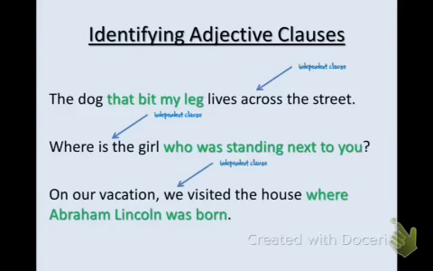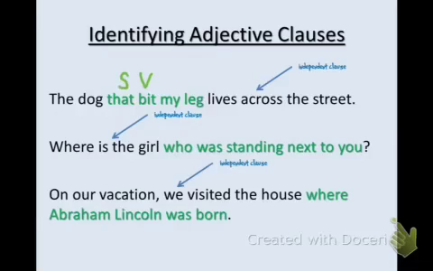As you can see in the first sentence, the dog lives across the street. That is an independent clause. It has a subject, it has a verb, it stands alone as a sentence. What you see labeled there in green, that bit my leg, that is the subordinate clause. That is that adjective clause portion. Remember that all adjective clauses must contain a subject and a verb, so here is my subject, that, and my verb, bit. I can actually take the adjective clause out of the sentence and the independent clause can still stand by itself.